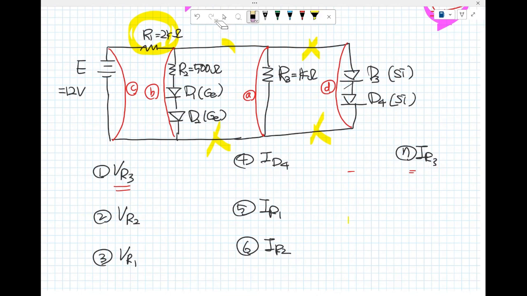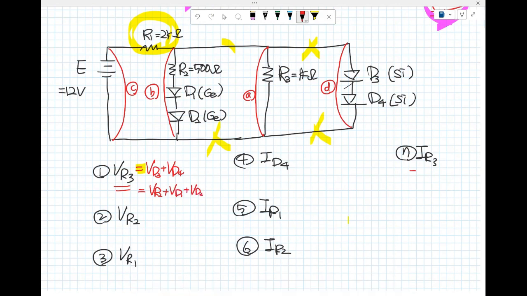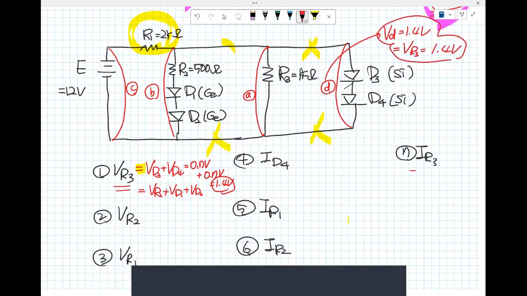So now the V sub R sub 3 means V sub D sub 3 plus V sub D sub 4 is V sub R sub 2 plus V sub D sub 1 plus V sub D sub 2. Okay? It's very important. Same. V sub D sub 3 plus V sub D sub 4, from silicon materials, means 0.7 volt plus 0.7 volt, 1.4 volts. So V sub R sub 3 is 1.4 voltage. Okay, so the answer is the 1.4 voltage.